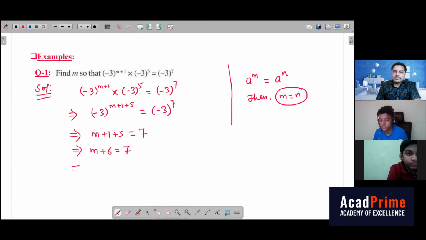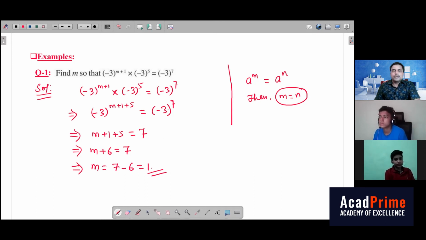Now we can solve this linear equation very easily. You have already studied about this linear equation, and m should be equals to 7 minus 6, and that is equals to 1. So the value of your m is equals to 1. Have you understood this? Okay, let's have one more example.